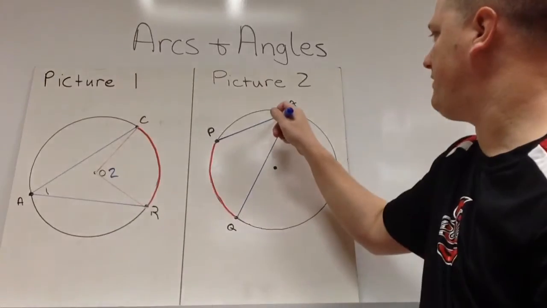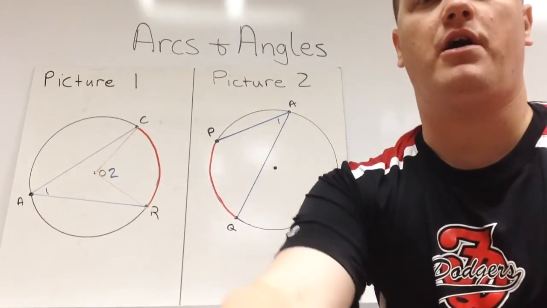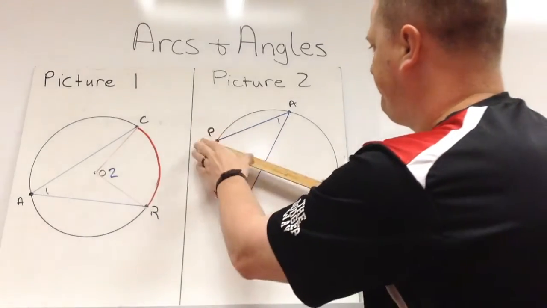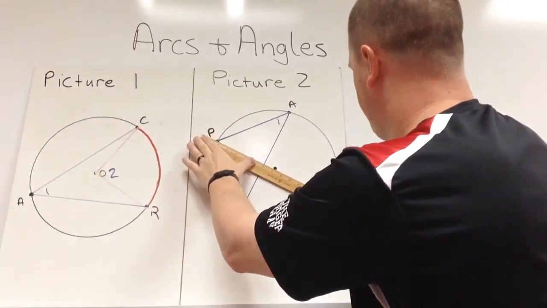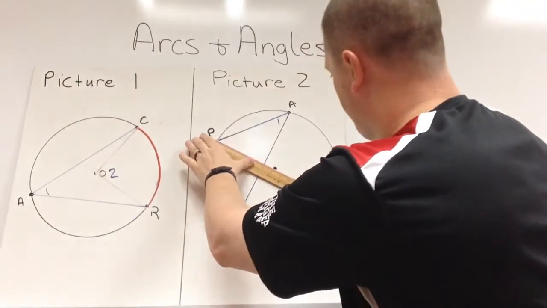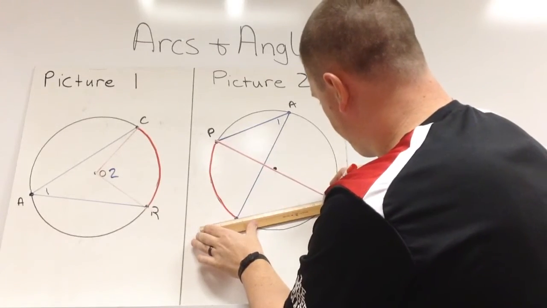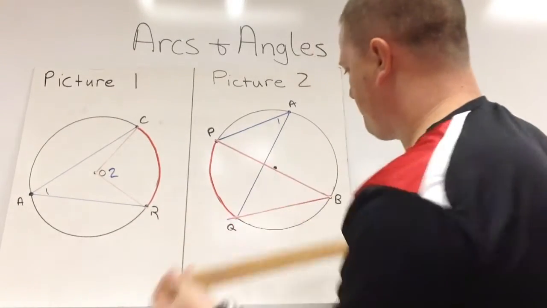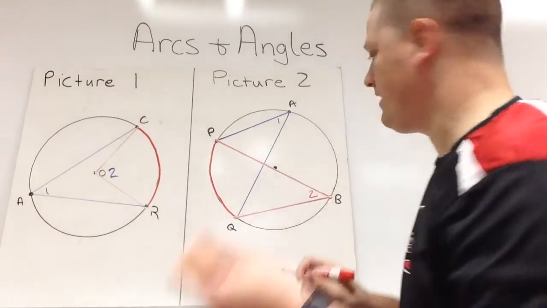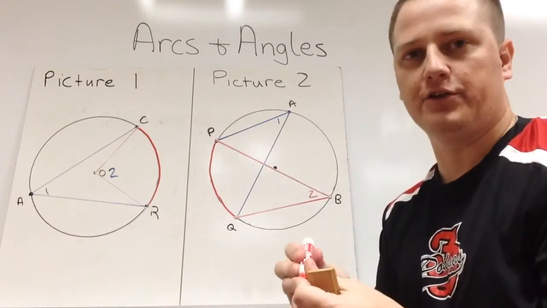So we have that, which I'll call angle 1, and then we want to draw angle 2, which will be to point B here. And our goal here is to compare angle 1 and angle 2.